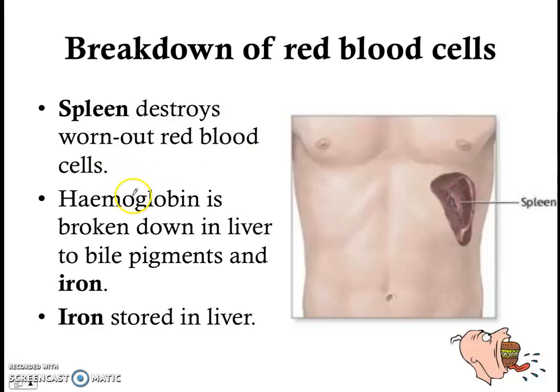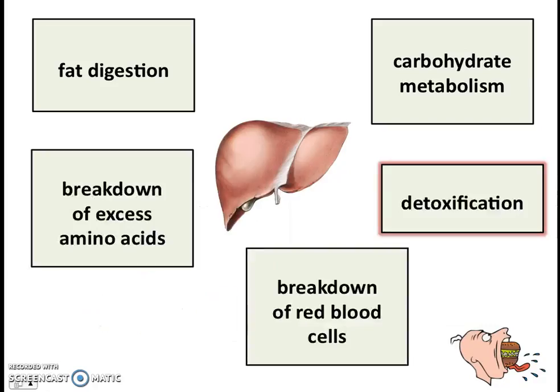So once it's broken down, the hemoglobin itself is broken down in the liver to bile pigments and iron. Alright, the hemoglobin is broken down, and the iron that you obtain is stored in the liver. It can be reused. Alright, so that's all for breakdown of red blood cells. Important point, iron is stored in the liver.